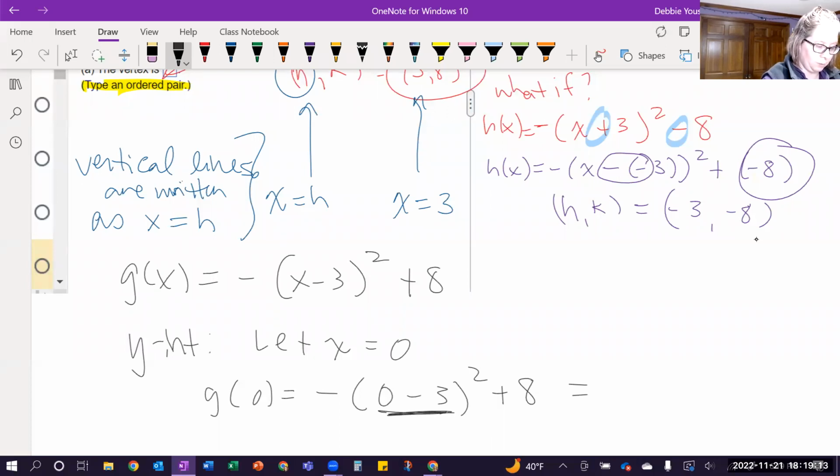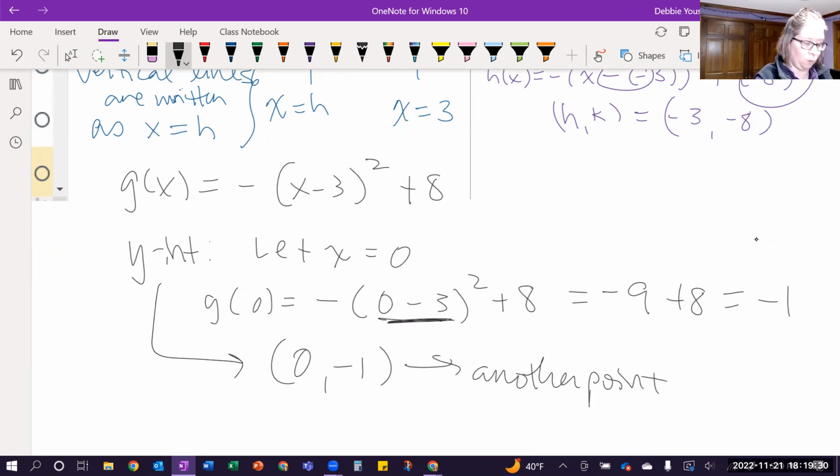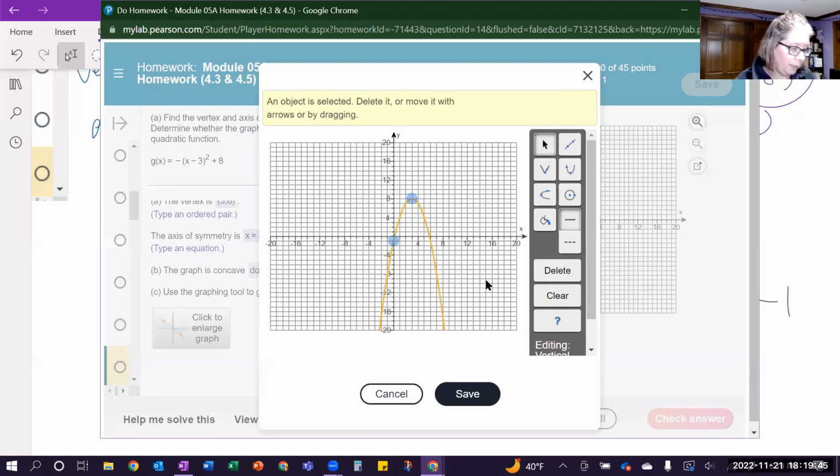So 0 minus 3 is negative 3. Square that, it's 9. So this is negative of 9 plus 8, which is negative 1. So I get the point 0, negative 1, which is another point. Specifically, it's the y-intercept, but it's another point I can plot. So that's what I'm going to plot, 0, negative 1. I could have picked other points, but I just thought that would be an easy one. So 0, negative 1, click, and then I make sure that I have them where I want them.